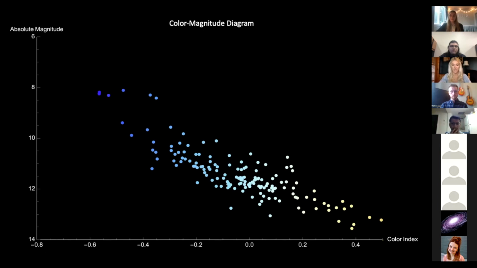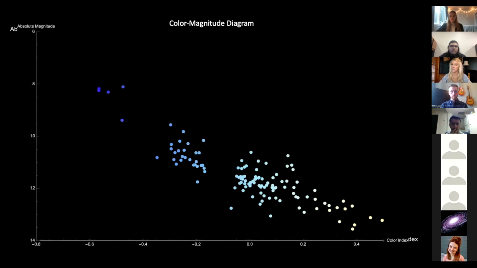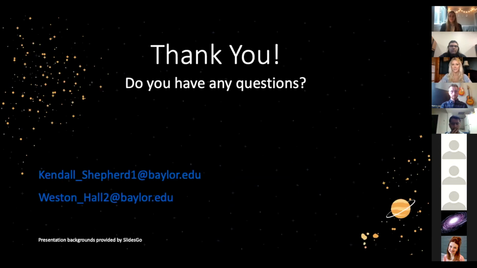And if we do that, we get a graph that looks like this. And if you can see here, these are those instability strips where there's nothing. So that helps us to place better bounds on the upper and lower limits of these instability strip temperatures. So thank you.